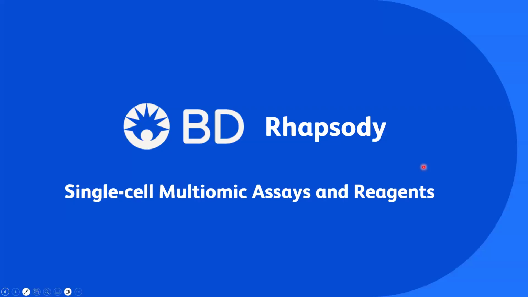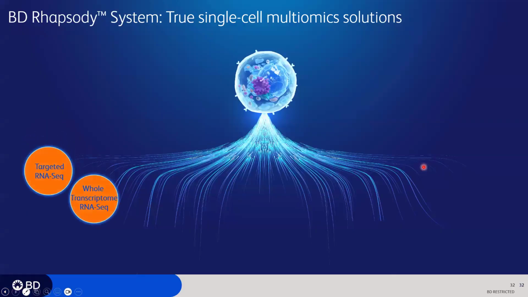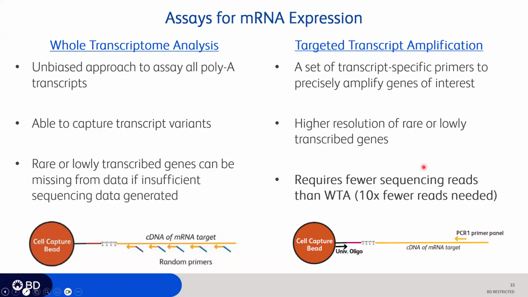So now I'm going to move into our assays and reagents. We have a lot of different options, and most of them are stackable, which means you can perform multiple assays on a single set of cells. So first, I'm going to go over our options for mRNA sequencing. This is the bread and butter and basis of most single cell platforms, so I want to make sure that we talk about this first.